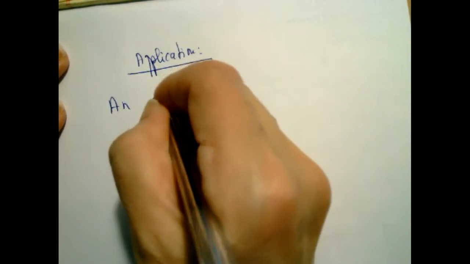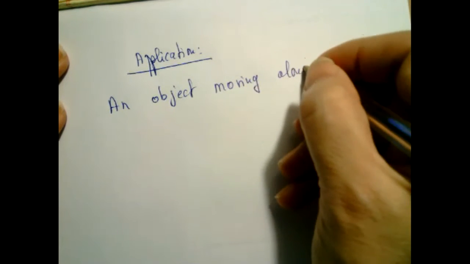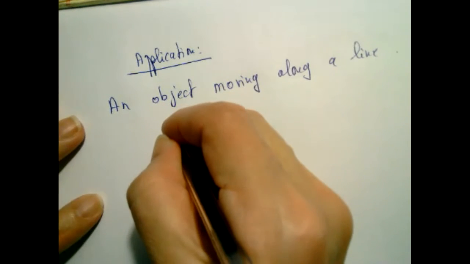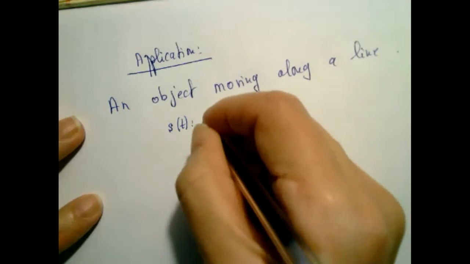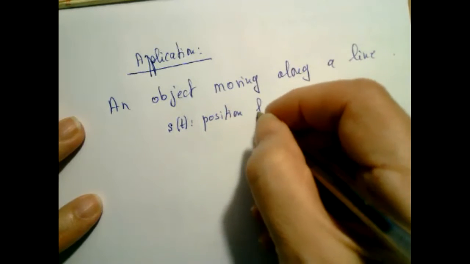Okay, one of the main applications for that you will definitely see in your physics courses is the following. Let us recall from the beginning of the semester. Suppose we have an object moving along a line, it could be vertical or horizontal, but it's a line. And s of t is the position function. It means a function that tells you where the object is at every moment in time.